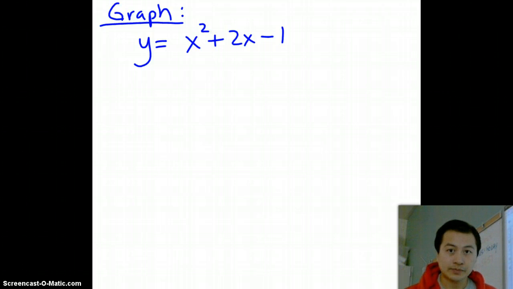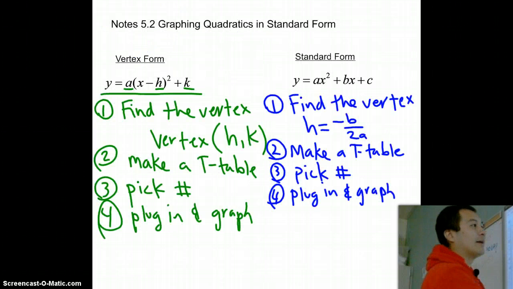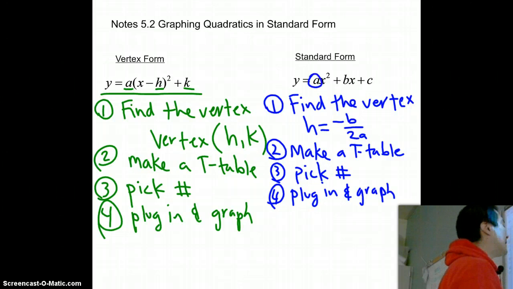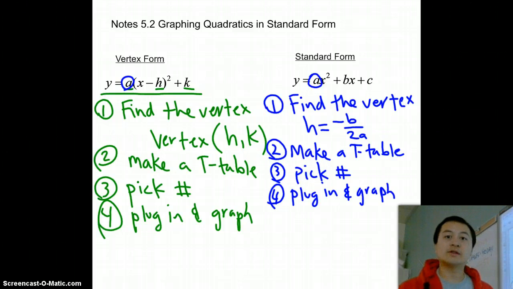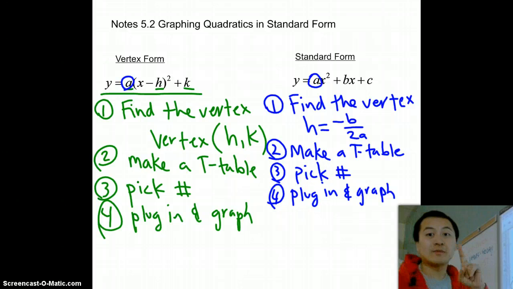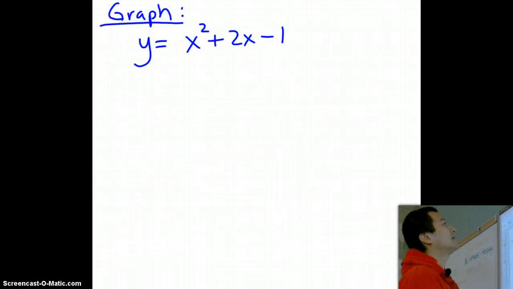Next, you have to go, well, is this probably going up or down? How can you tell? Before we talked about this A right here, this A right here is the same as this A right here. That tells us the vertical stretch and shrink. If that number is big, it'll make it skinnier. If that number is small, it'll make it fatter. If that number is negative, it will go downward. If that number is positive, it will go upward. So let's take a look at that real fast.